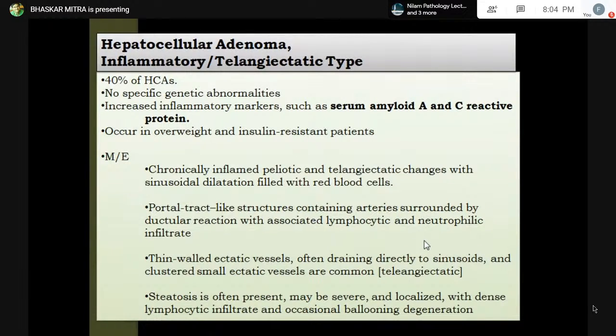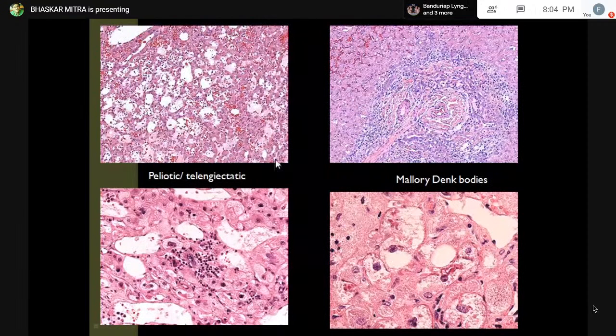Now, hepatocellular adenomas of the inflammatory and telangiectatic type. As the name suggests, it has an inflammatory component and a telangiectatic component. Here we can see increased inflammatory markers. They usually occur in insulin resistant, overweight, obese patients. The liver shows chronic inflammation and peliotic telangiectatic changes.